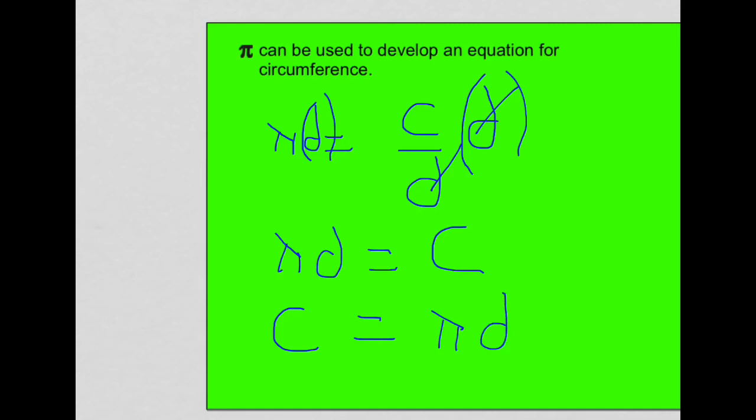And now, I have a math equation I can use to calculate the circumference of a circle. If I want to figure out the circumference of a circle, I just measure the diameter and multiply it by 3.14, and that will give me the circumference of a circle. That's what we're going to be doing in the upcoming days.